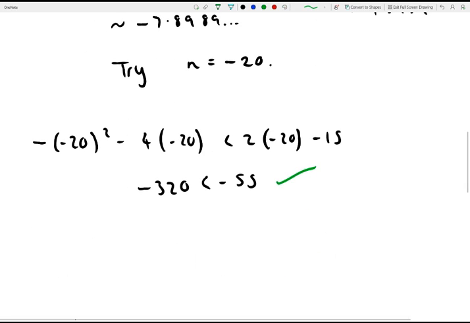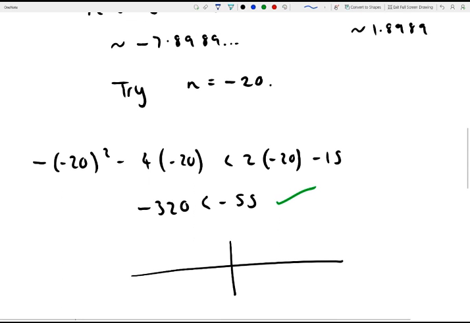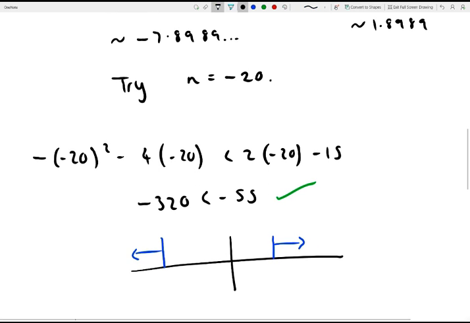So on our graph, we can illustrate this much better. We've got our two values, minus 7.89 and 1.89 approximately. So this is the negative one and this is the positive one, and because minus 20 is outside this region, we want all points that are outside of these regions. So we've got minus 7.89 and 1.89 in that direction.